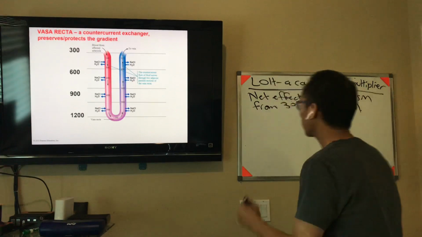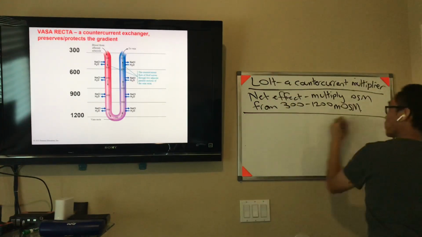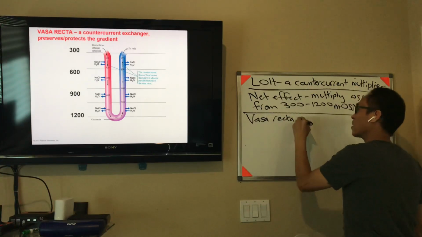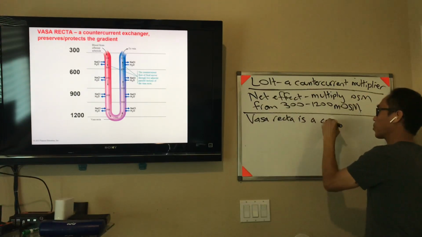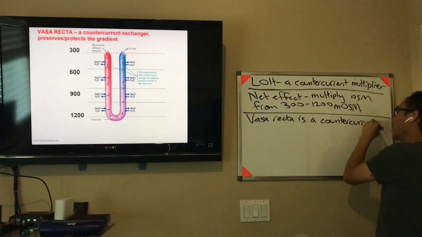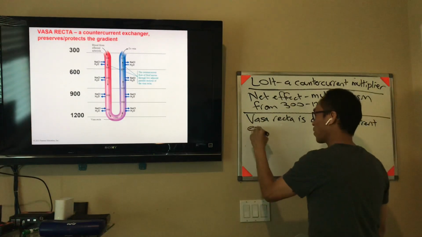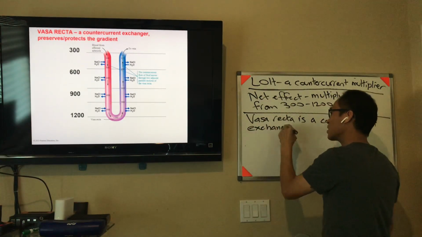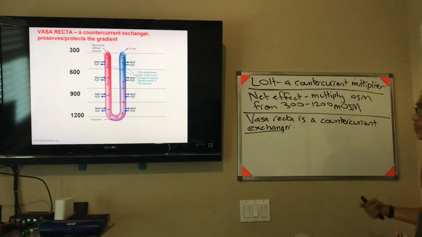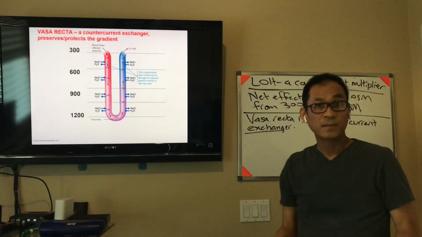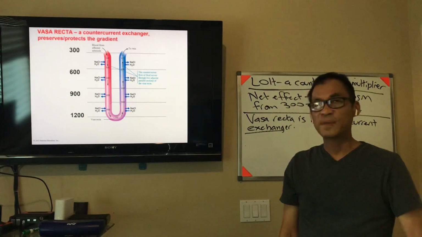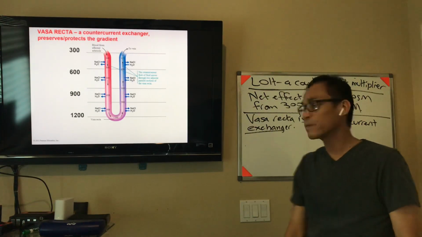Let's talk about it. So the vasa recta is a countercurrent exchanger, not a multiplier. That's the key word. Don't confuse multiplier with exchanger. So the vasa recta is supplying blood without disturbing the gradient that was established by the loop. And it just makes passive exchanges with its environment.